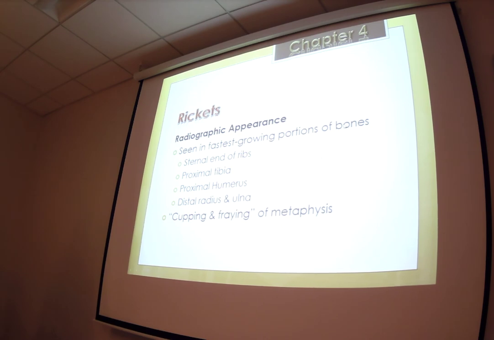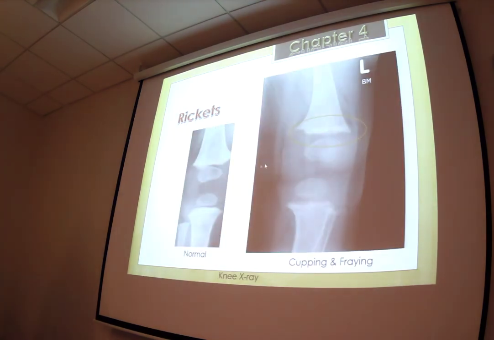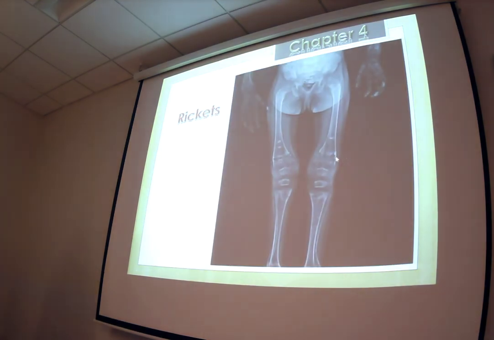So again, see the fastest growing bone: the sternal ends of the ribs, proximal tibia, proximal humerus, distal radius, and ulna. So here is a normal X-ray. See how nice and smooth the edges are. Here you can see that cupping, fraying of that distal end of the femur. Here you can see that cupping and fraying as well.